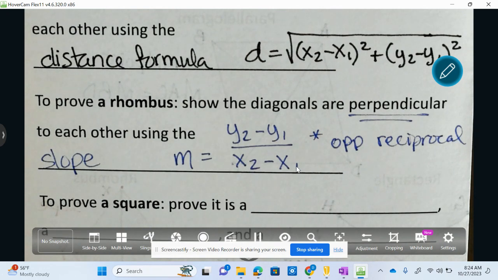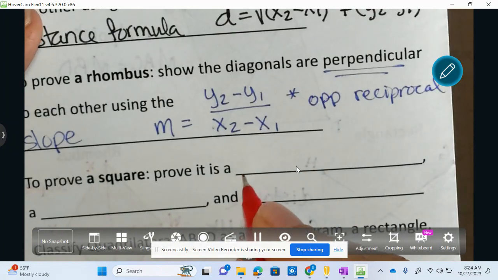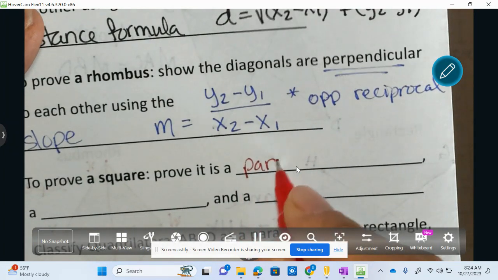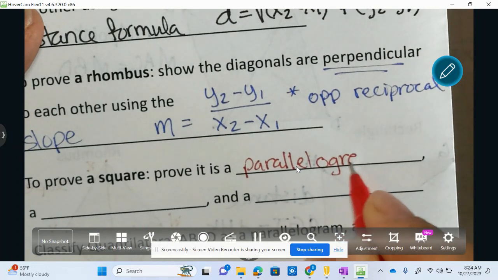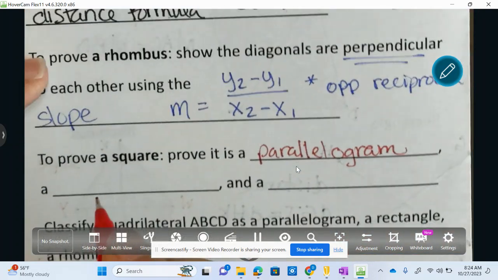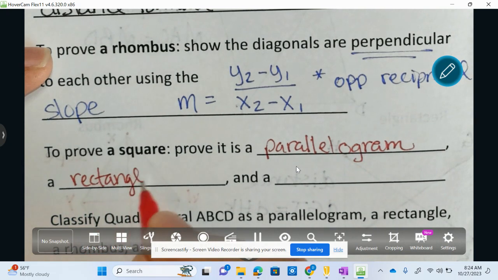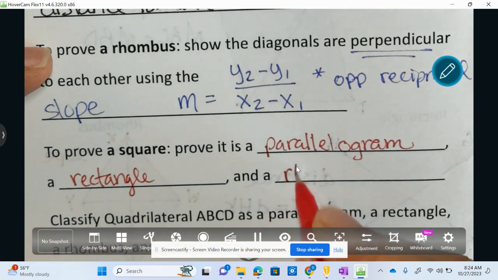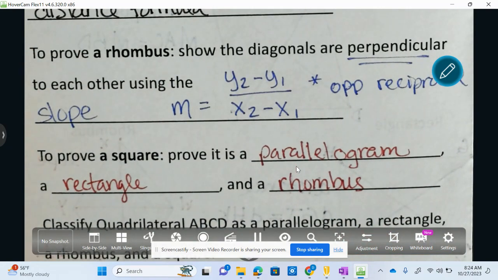And then to prove that I have a square, I have to show that it is a what? Rattle them off. Parallelogram, a rectangle, and a rhombus. Okay.